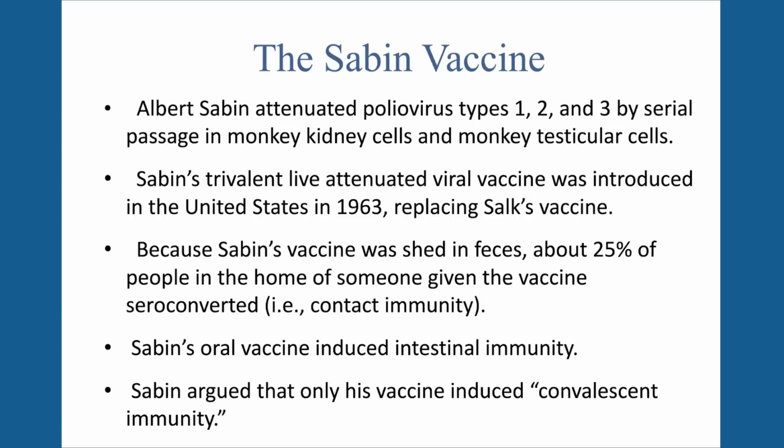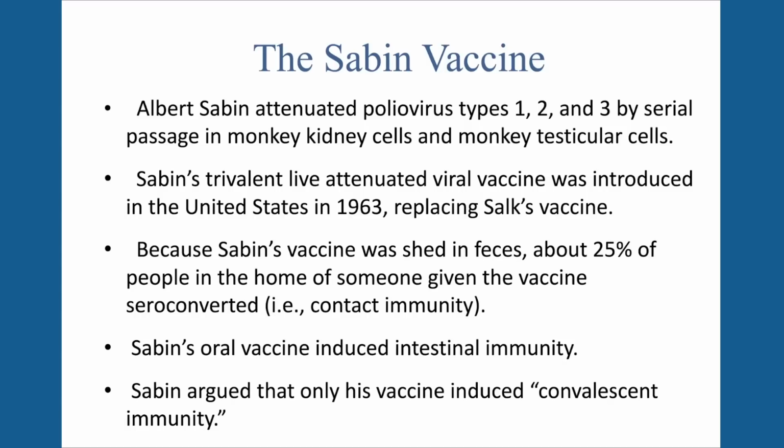had trained in the laboratory of Max Theiler at the Rockefeller Institute. Max Theiler had created the live attenuated yellow fever vaccine by serial passage in non-human cells. So that's what Albert Sabin did. He attenuated poliovirus 1, 2, and 3 by serial passage in monkey kidney cells and monkey testicular cells. His trivalent live vaccine then was introduced in 1963 and replaced Salk's vaccine.